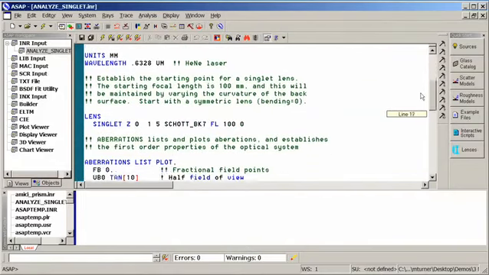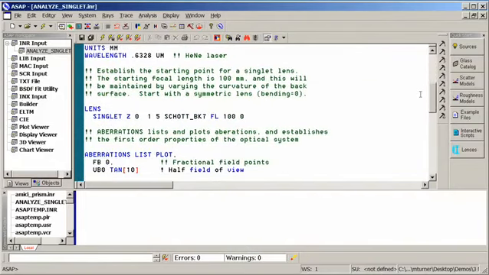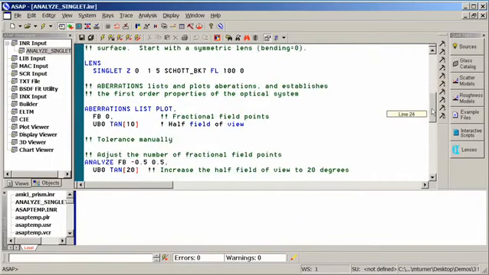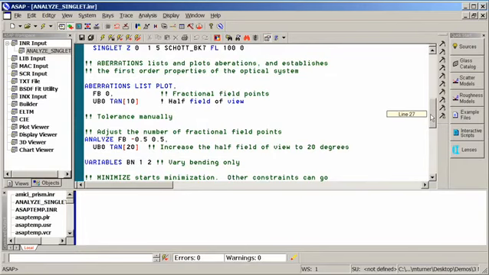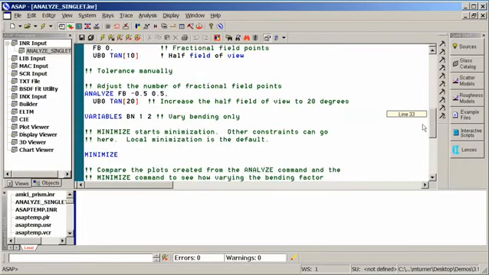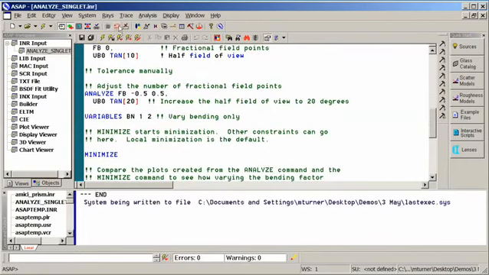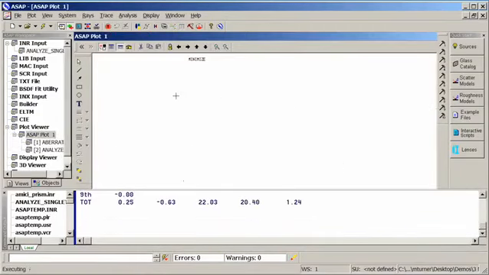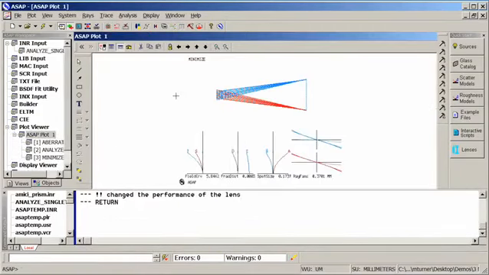We've simply defined a singlet lens with a focal length of 100 millimeters made of BK7, and what we're going to let ASAP do is actually determine the best bend ratio for this system to give us the best performance over a 20-degree field of view. So I'm going to run the file, and then we can take a look at the results.